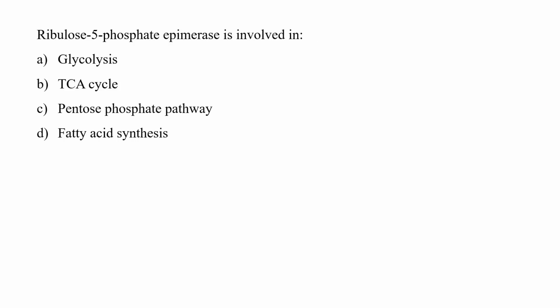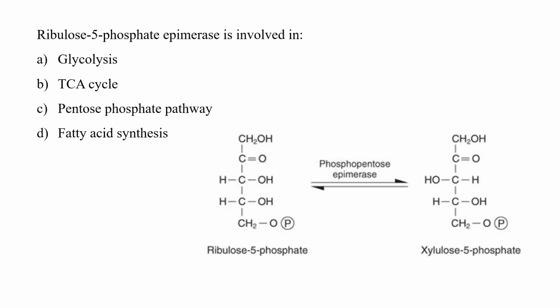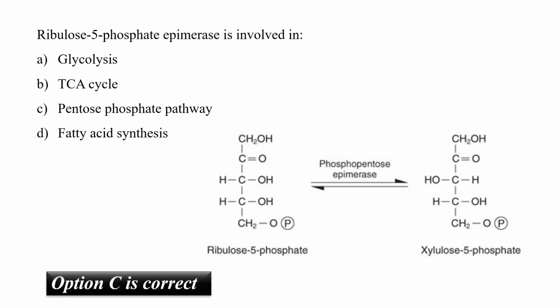Ribulose 5-phosphate epimerase is involved in glycolysis, TCA cycle, pentose phosphate pathway, or fatty acid synthesis? L-ribulose 5-phosphate 4-epimerase catalyzes the interconversion of ribulose 5-phosphate and xylulose 5-phosphate in the non-oxidative phase of the pentose phosphate pathway, also known as the hexose monophosphate shunt, that is C.